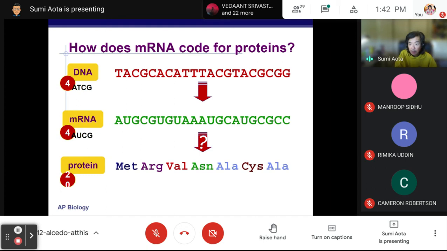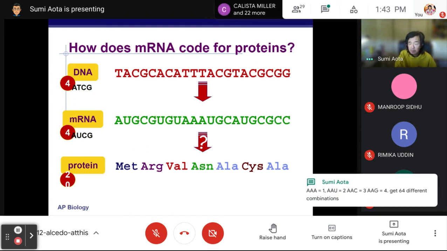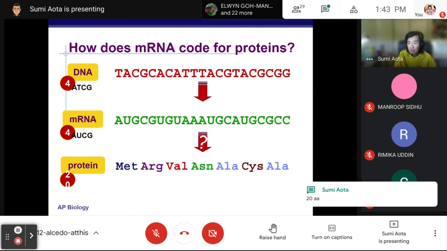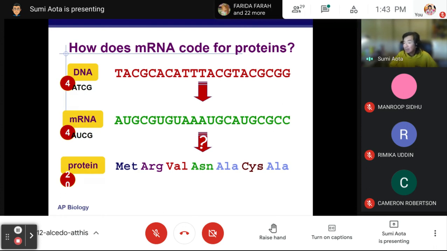So as Vedant said, if we use triplets, 3-letter codes, so we go AAA equals one, AAU is the second one, AAC is the third one, and AAG equals the fourth one, you're going to get 64 different combinations. Then CCC, CCA, CCU, CCG, UUA, UUC, and so on. You're going to end up with 64 different possible combinations. And since there's only 20 amino acids, you've got more than enough combinations to cover the 20 amino acids that you have. In fact, you can now have redundancy, and therefore this gives you even more security.